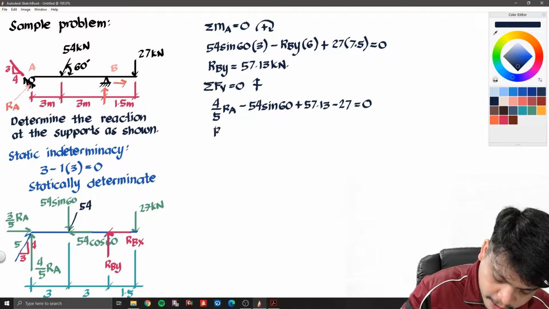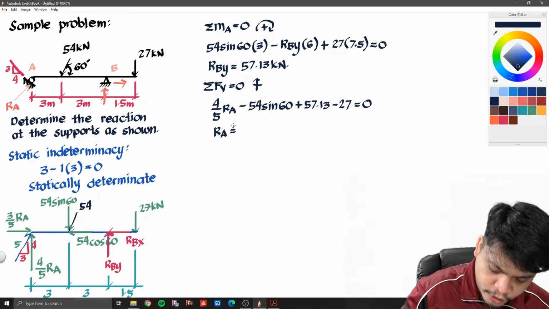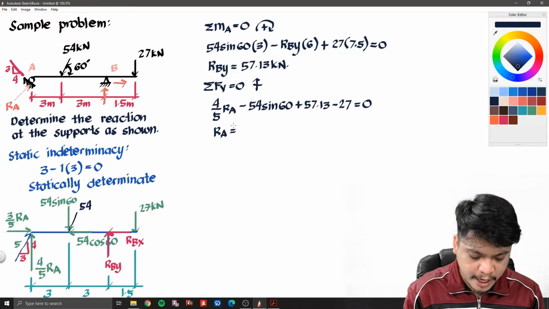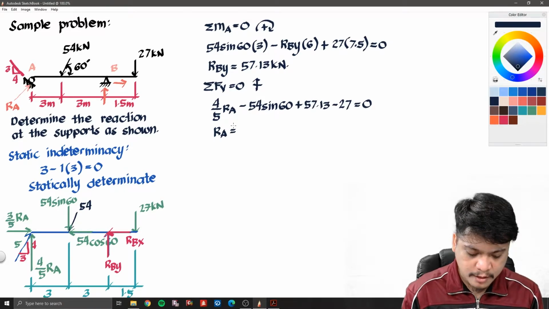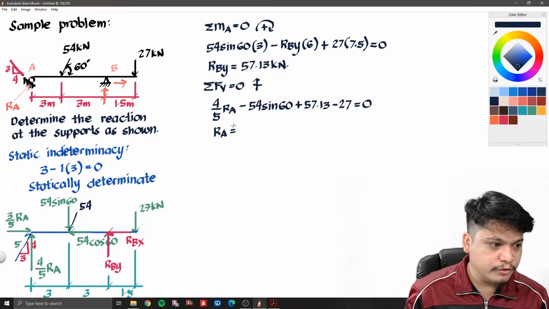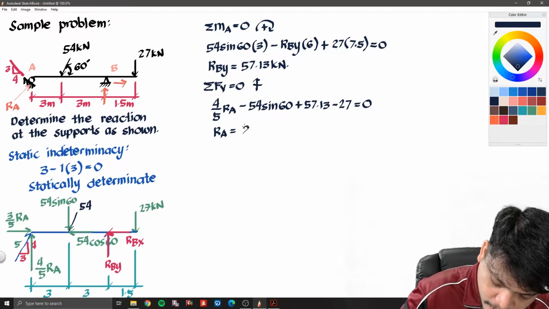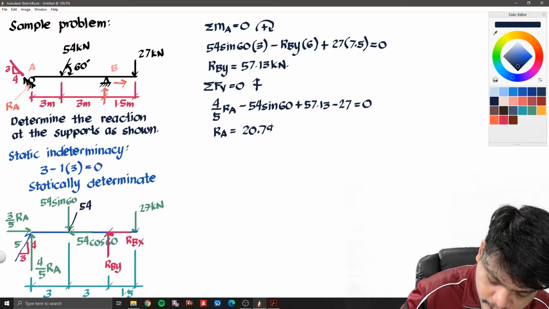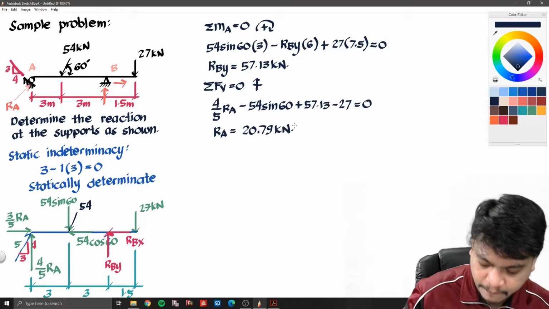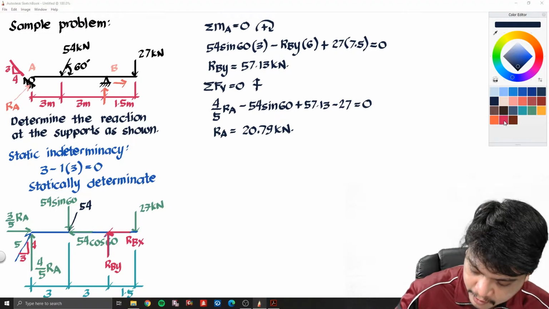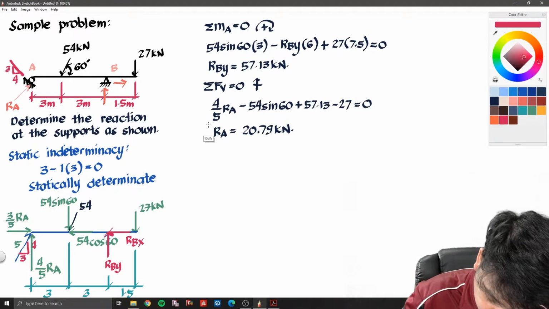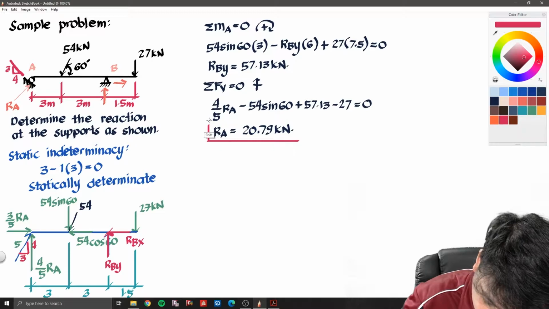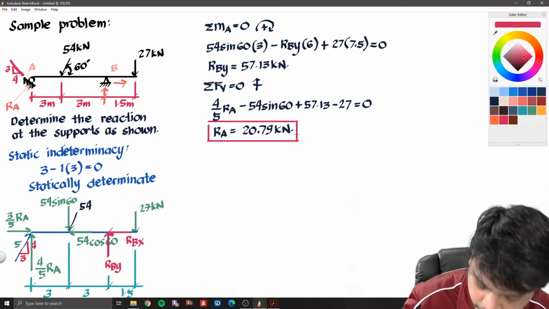So, makakakuha na ako ngayon ng values ng RA. So, my RA would be 54 sine of 60 minus 57.13 plus 27, okay, and then multiplied by 5 and then divided by 4. So you will be having here 20.79 kilonewton. Okay, so meron na akong isang sagot. So I have now here the answer for first part, isang reaction. So I have now the RA.